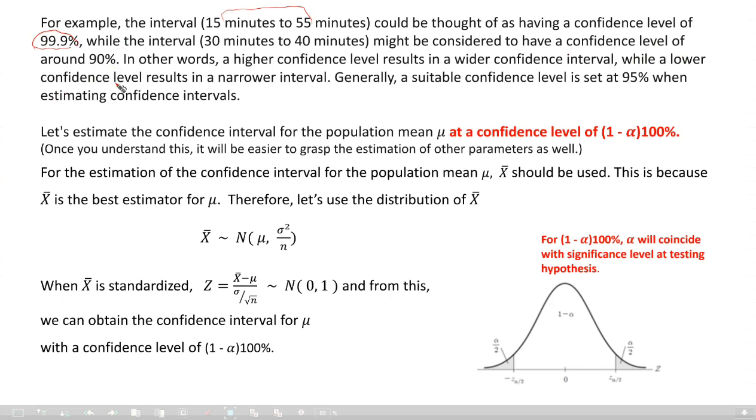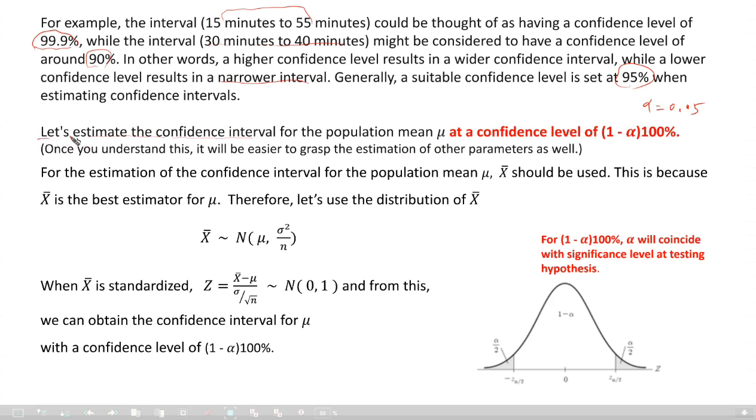Okay? Around 90%. In other words, a higher confidence level results in a wider confidence interval, while a lower confidence level, like this 90, results in a narrower interval. It is natural. Generally, a suitable confidence level is set at 95% when estimating a confidence interval. Let's estimate the confidence interval for the population mean mu at a confidence level of (1 minus alpha) times 100%. Alpha equal to 0.05, then it is 95%, right?